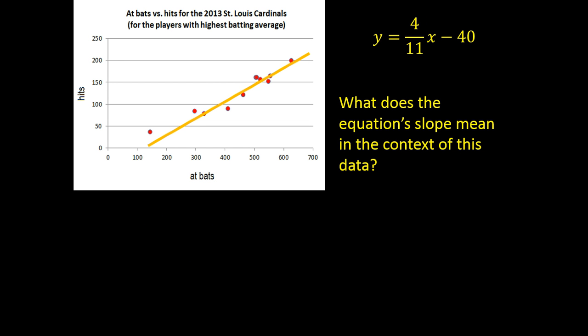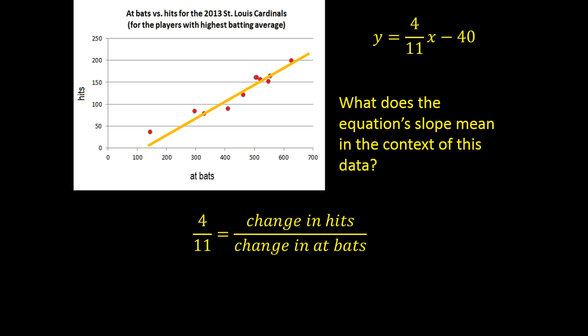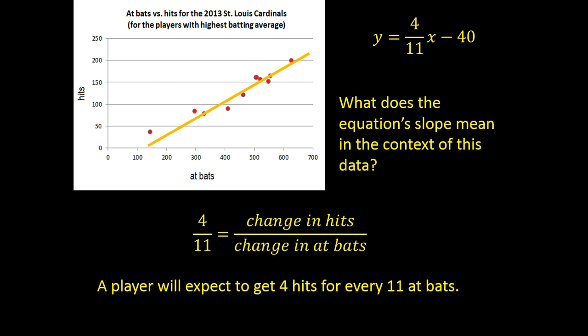What does that equation really mean? What does the slope of the equation mean in the context of this data? Well, the slope is 4/11, and this data is describing 2 things, hits and at-bats. So the 4/11 is telling us how the hits change compared to how the number of at-bats change. So that means that we would expect a player to get 4 hits for every 11 at-bats.